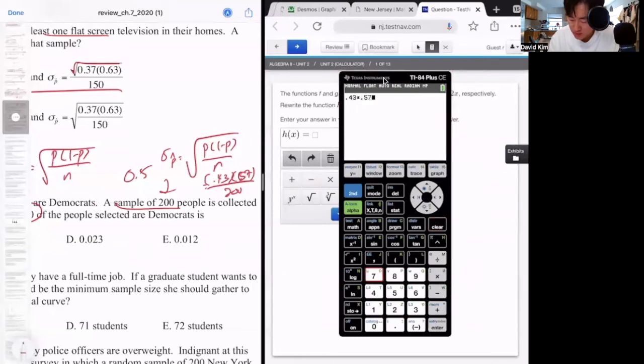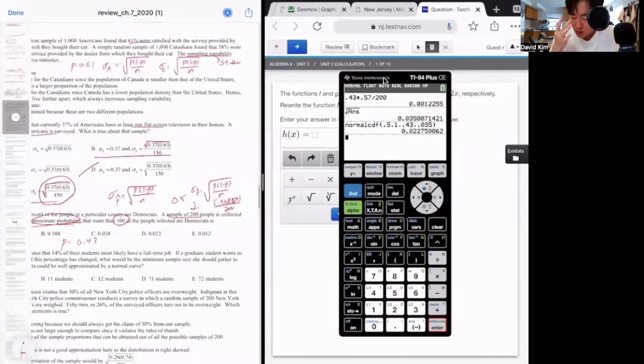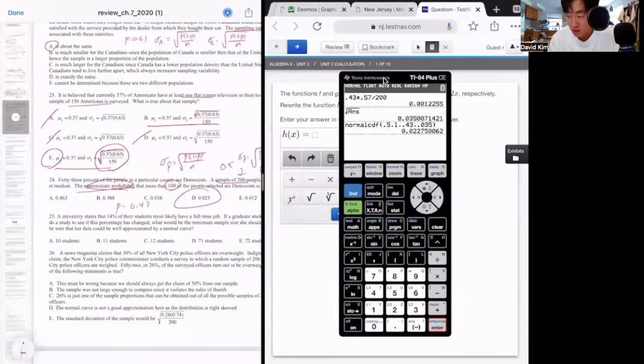0.43 times 0.57 over 200, and you square root that number. So 0.035, give or take. Second VARS, normal CDF. That's going to be 0.5, that's 1, that is 0.43, and that's 0.035, give or take. And then once you type it in, it's about 0.02275. So the correct answer here should be D, and 24 is indeed D for that reason.